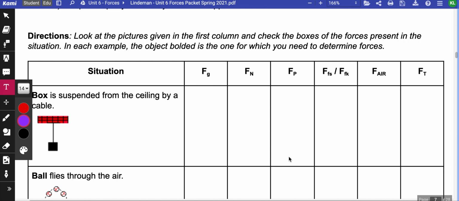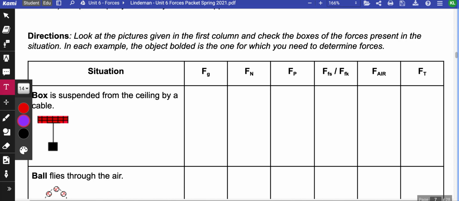We are going to check the boxes that are the forces present in each situation. Some of these situations, if you read more into it than I am originally intending, we can get some more forces. So I want to be very specific as we talk about each of these situations.